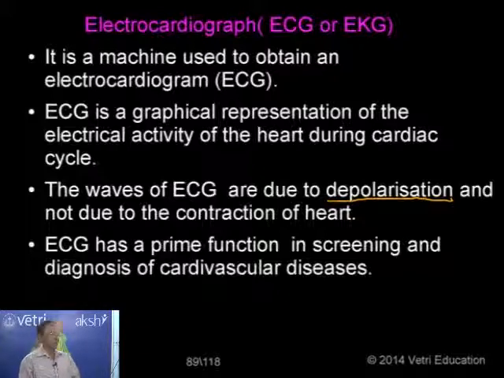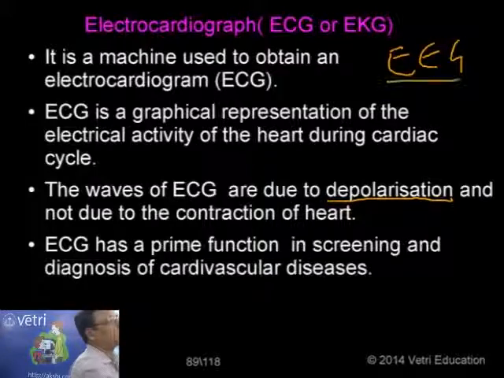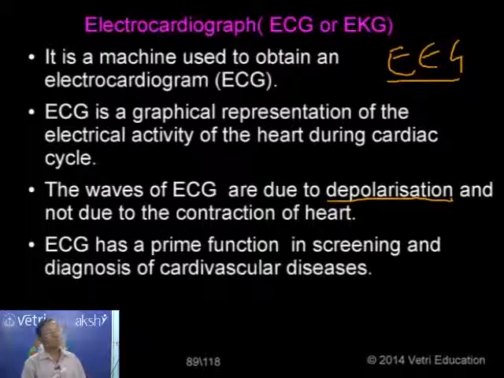Remember. Then, what is the use of the electrocardiogram? It has its prime function: screening and diagnosing various disorders, particularly cardiovascular disease. Similarly, the electroencephalograph, EEG, is used for calculating the electrical activity of the brain. EEG is otherwise called electroencephalography, because we are finding out the electrical activity of the brain, whether the brain is under normal conditions.